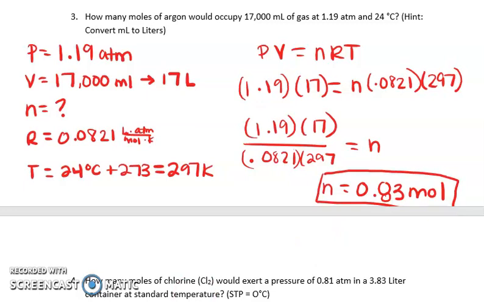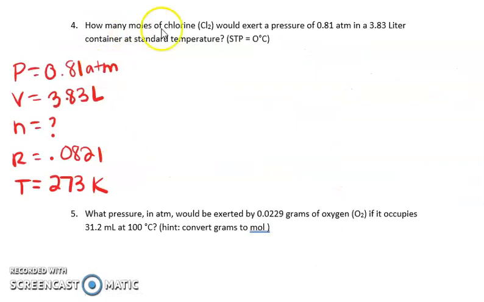Moving on to question 4. Number 4 says how many moles of chlorine would exert a pressure of 0.81 atmospheres in a 3.83 liter container at standard temperature. So standard temperature and pressure is 0 degrees Celsius, otherwise known as 273 Kelvin. It just says at standard temperature, but just for your information, standard pressure is 1 atmosphere, but you can see we are not at standard pressure right now.